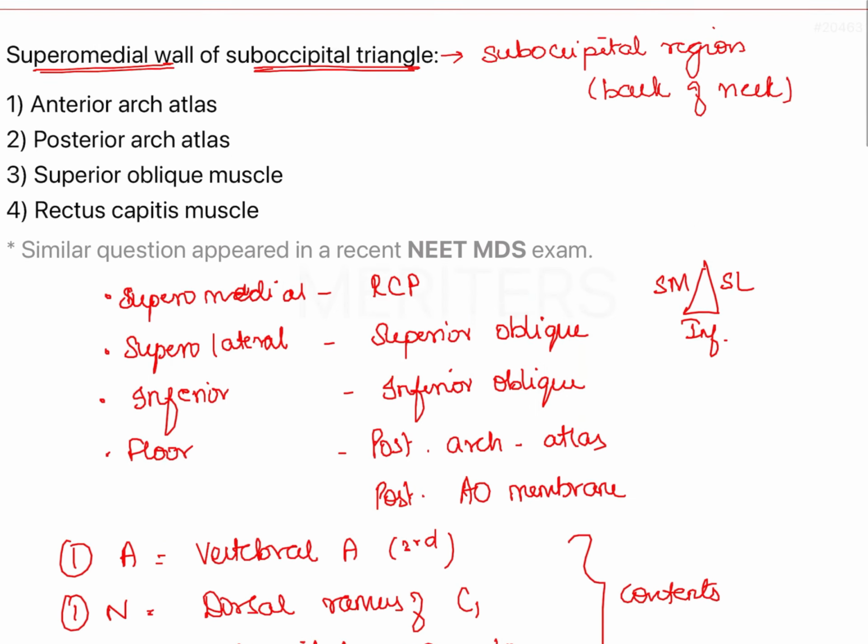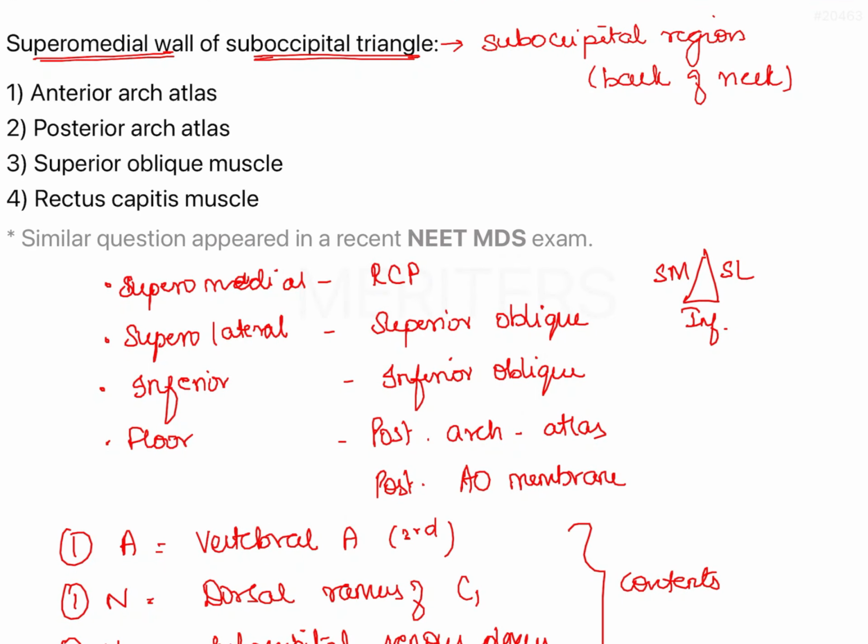Now look into the question. We have to identify the superomedial wall. First option says anterior arch of atlas. Anterior arch of atlas is not within the suboccipital region, because the suboccipital region includes the posterior aspect of the atlas and axis vertebra, not the anterior. We can exclude option 1.